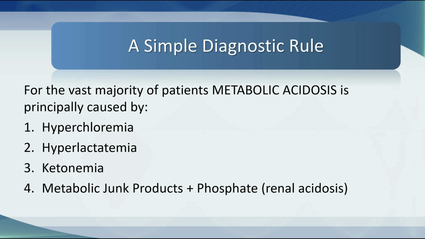If you have a base deficit of -5 or 10, follow this along. Is it caused by chloride? Is it caused by lactate? And we'll check the ketones. And if all of those do not point us in the direction of our acidosis, it is likely that it's caused by a renal problem. Now, there are other causes out there, which we'll cover in later tutorials, but for the vast majority of patients, that's it.